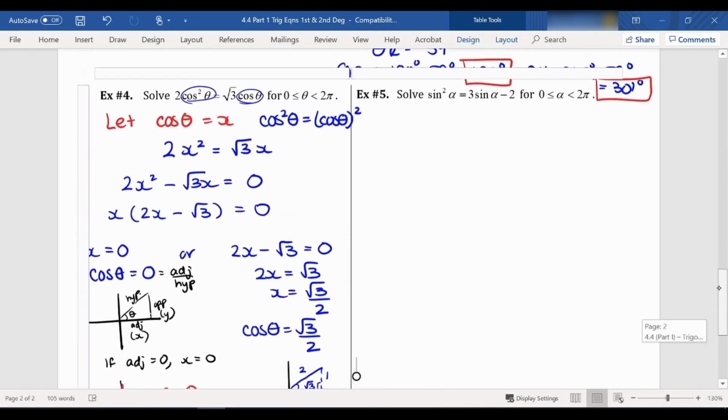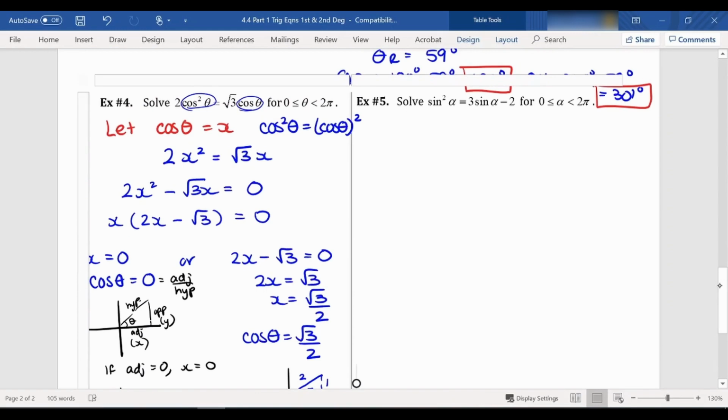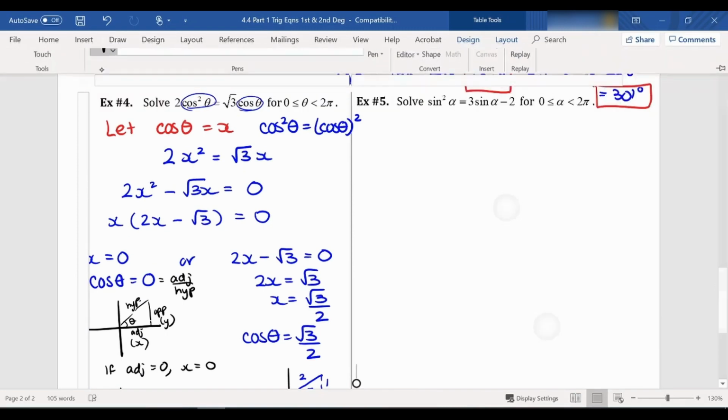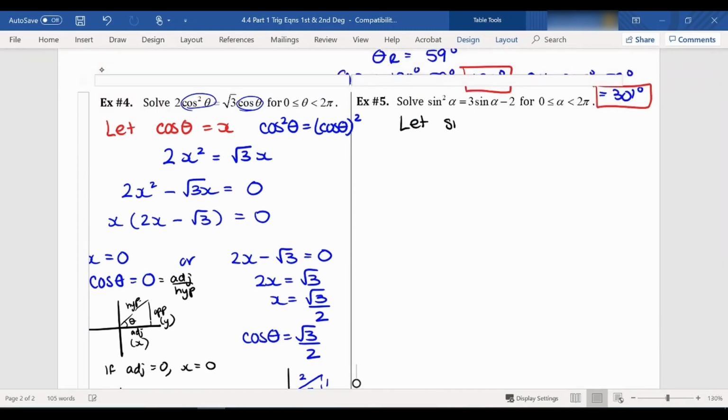There's one more example here. If you want, you can pause and try it on your own. If you're not ready for that, you can continue with us. So again, I'm going to say let sine alpha equal x. So instead of having sine squared alpha, I'm going to have x squared equals 3x minus 2.